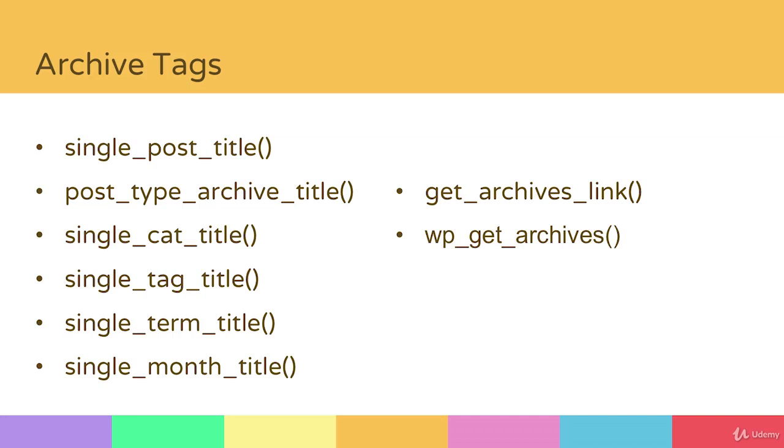Now, when we look at these last two, get archives link and WP get archives, we'll also talk about why looking at WordPress source code, the core WordPress code, can help you understand what is going on behind a template tag and actually if it's the right one or appropriate to use. So let's break these up and go into a little depth looking at each one or some of the various types of them.